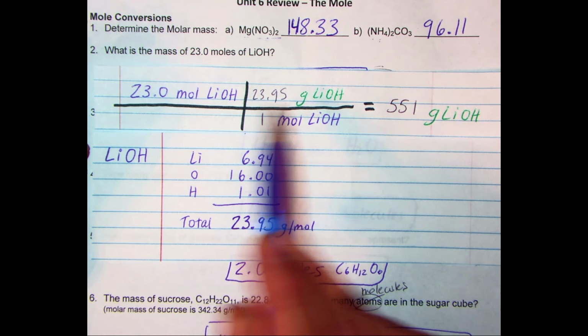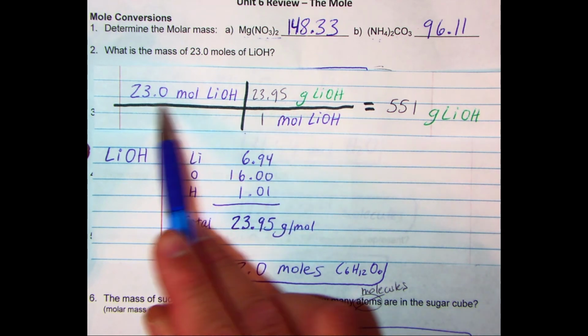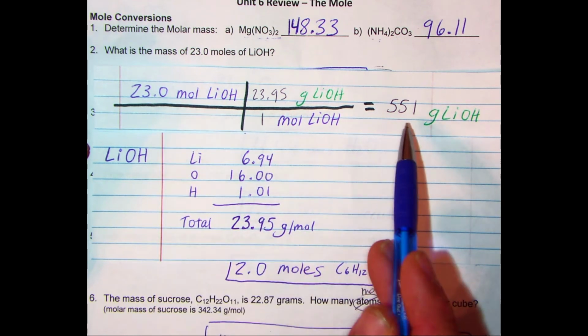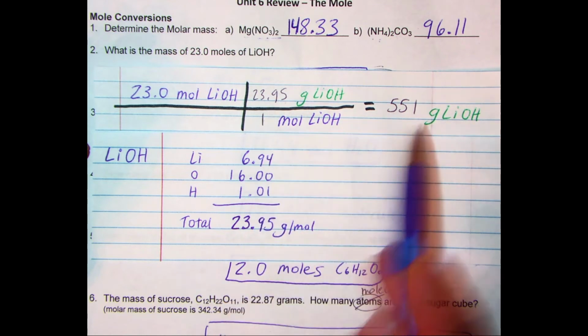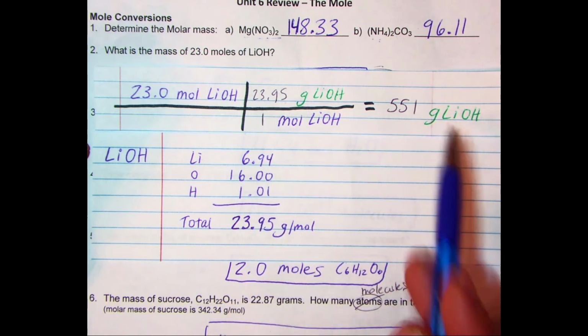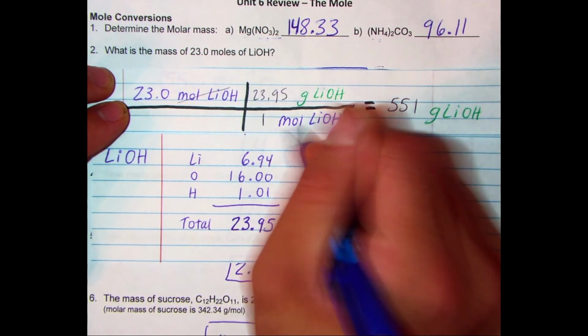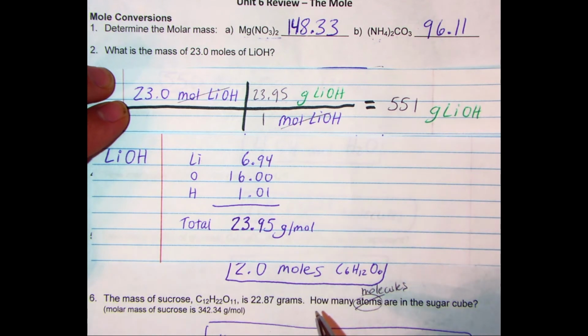Now that you have the mass of 1 mole, multiply by 23 moles to find the total mass. Top times top divided by bottom, 551 grams of lithium hydroxide, once our units or our labels factor out.